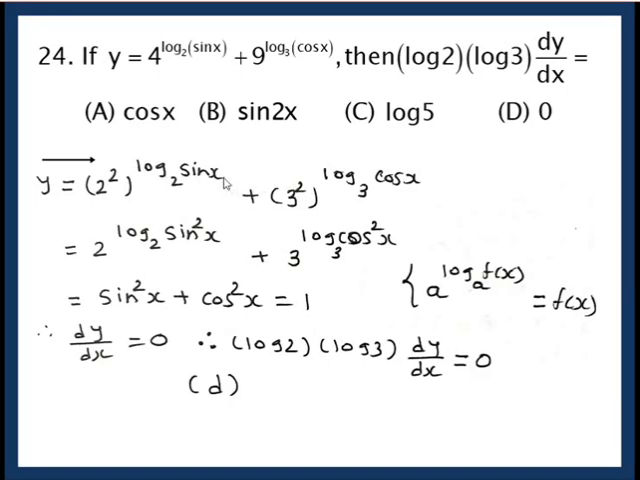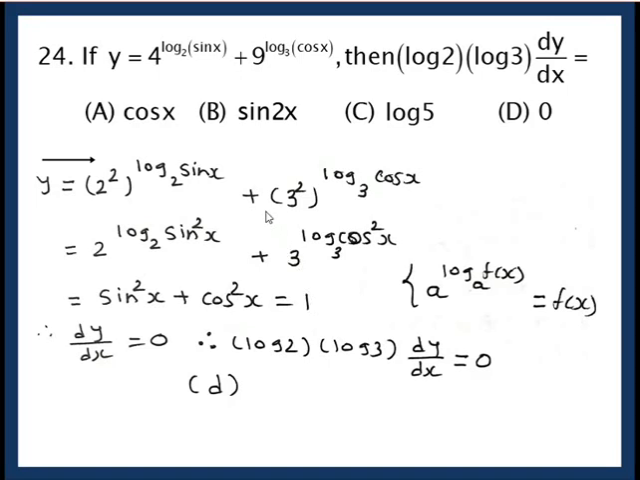I have omitted those steps and directly written 2 raised to log of sine square. Remember, here base is 2, here also base is 2, plus 3 raised to log of cos square to the base 3. Now a raised to log f x to the base a is nothing but f x. So it is simply sine square plus cos square. That is 1. So y is given to be 1 only.